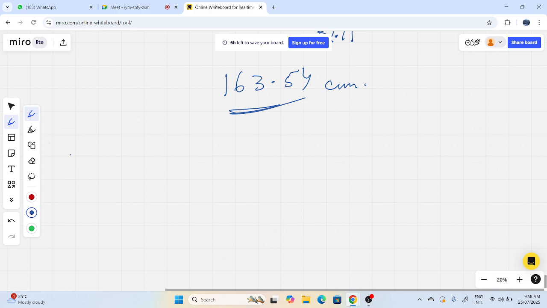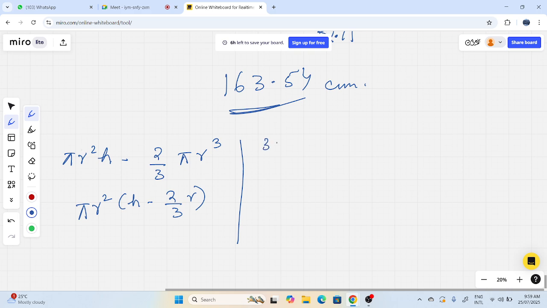What you did is pi r square h minus 2 by 3 pi r cube. You took pi and r square common, so that is h minus 2 by 3 r, which is 3.14 into, how much was r? R was 5 by 2. 5 by 2 into 5 by 2. H was 10 minus 2 by 3 into 5 by 2. This both cancel. Then 25. Okay.